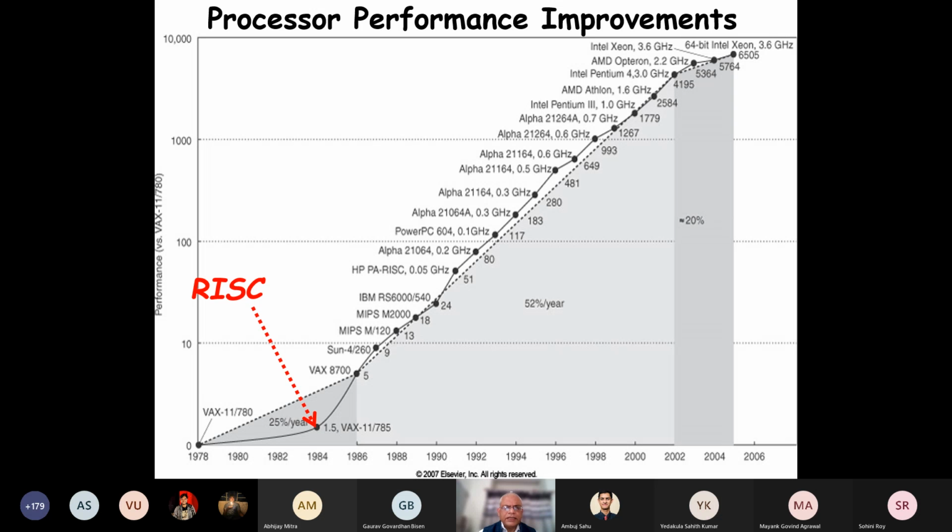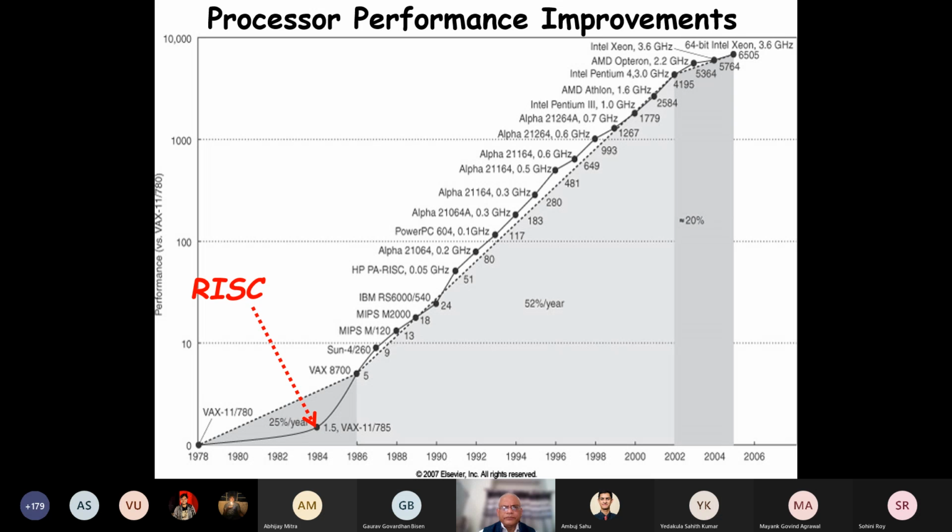But why was this 1984? What happened there? We will see in part of this course something called the RISC processors. The VAX was a CISC processor, and in 1984, the RISC processors were introduced, and then many things happened actually.